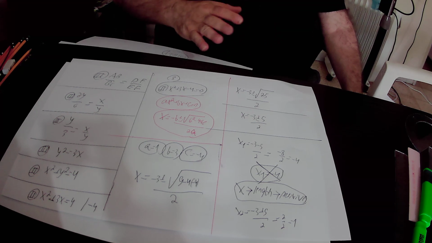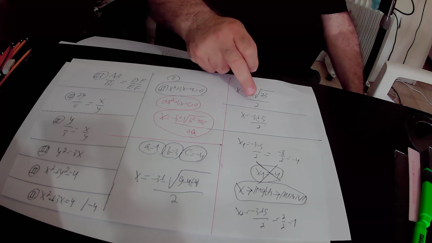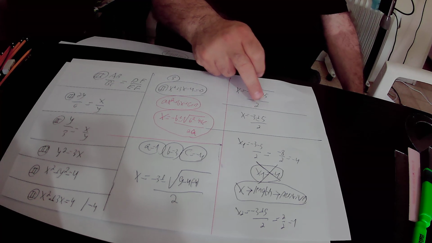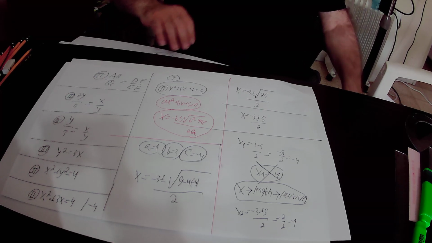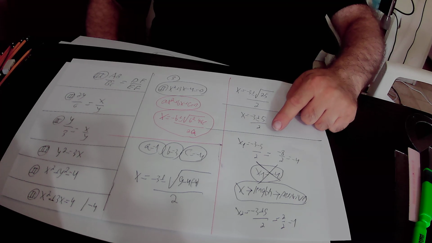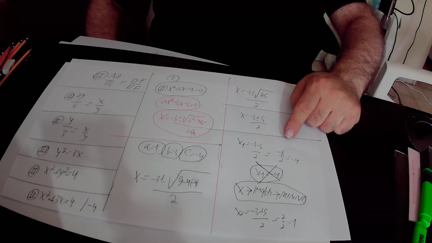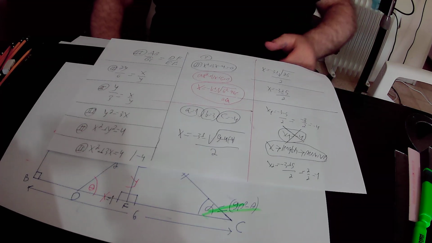The square root of 25 is 5. So we found out that x equals minus 3 plus minus 5 over 2. So here we will have two possible solutions for x. The first solution is x1 equals minus 3 minus 5 over 2. Minus 3 minus 5 is minus 8. Minus 8 over 2 is minus 4. So we found out that x1 equals minus 4.